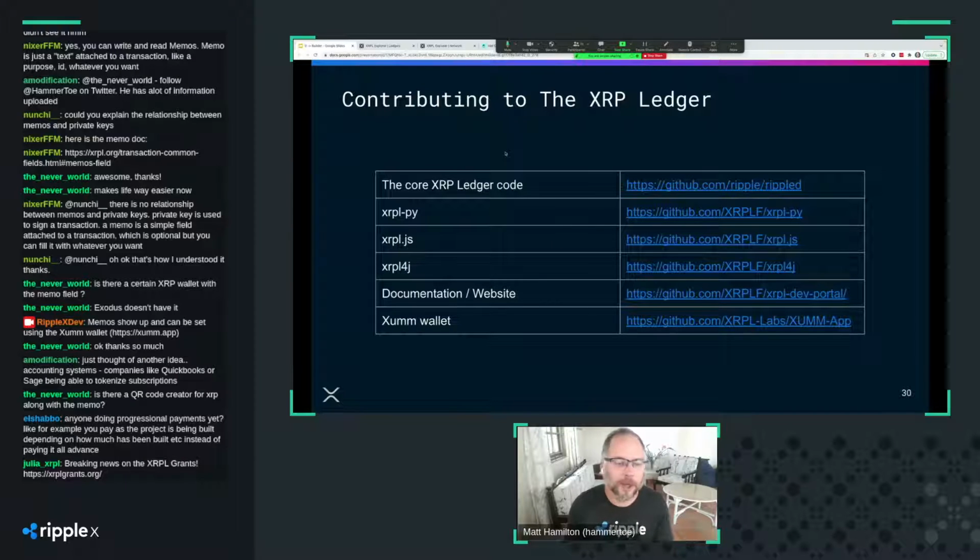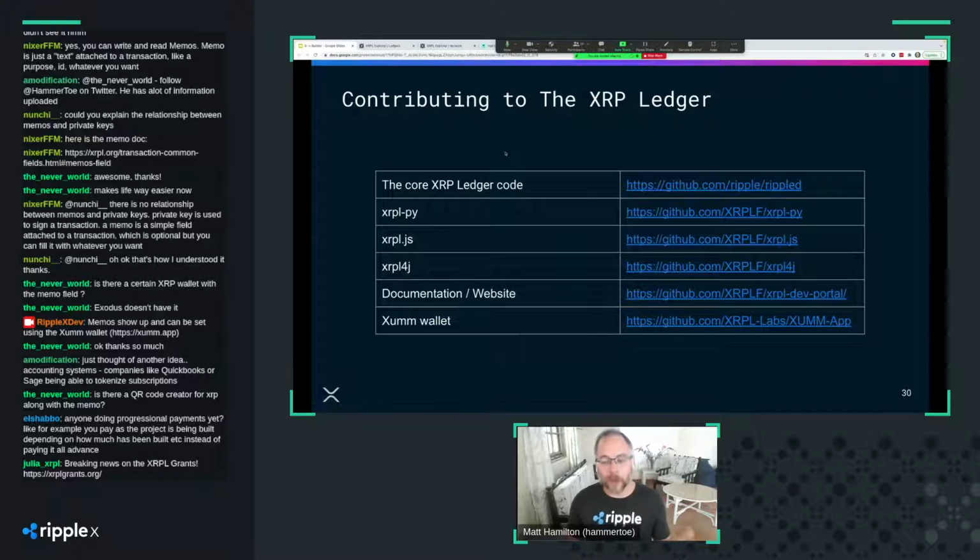So contributing to the XRP Ledger, I'll put a whole load of links here as examples to where various bits of the XRP Ledger ecosystem live. There's a lot more. This is just a sample. But the core XRP Ledger code lives under Ripple's repository at the moment. It's going to be moving to the XRP Ledger Foundation at some point soon. But github.com/ripple/rippled, that's written in C++. That's the core code that runs the XRP Ledger, the actual software, the nodes on the network. Then we've got three of the software development kits, so Python, JavaScript, and Java: XRPL-Py, XRPL.js, and XRPL4j. You can go and contribute to those.